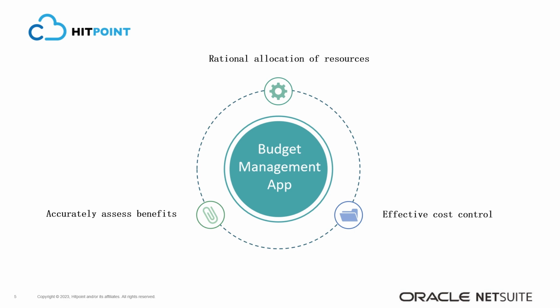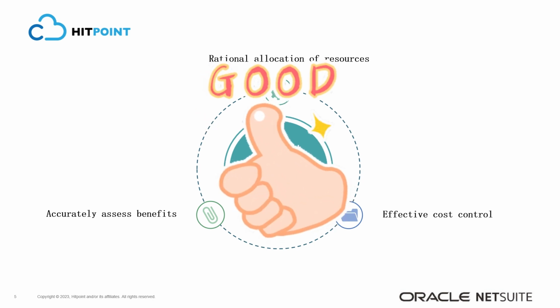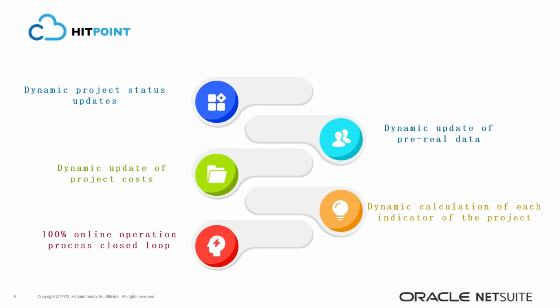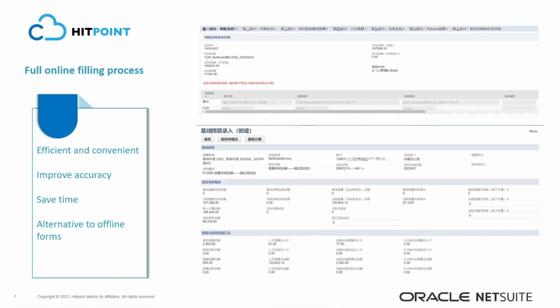If the previous project had used the Project Budget Management System to control and monitor the process risk in a timely and accurate manner, it is likely that problems would have been identified and planned for earlier, avoiding a lag in information judgment. Our main core functions include a 100% online operation process, closed loop, dynamic calculation of various indicators of the project, dynamic update of project status, dynamic update of actual and forecast data, dynamic update of project cost and expenses, etc.